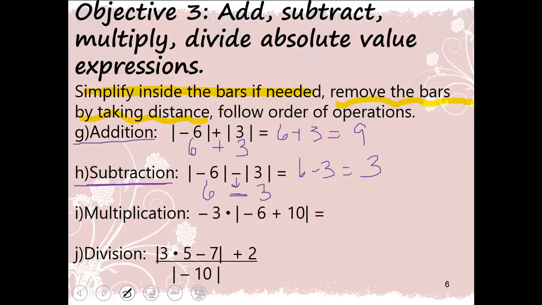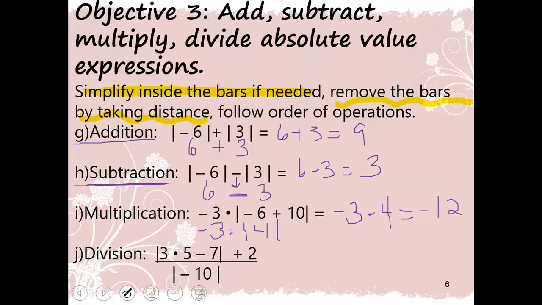For multiplication, again, we start at the same place. All right, look inside those bars. Can you simplify? In this case, we can. This stays -3, but I can simplify -6 plus 10 as the absolute value of 4. So this becomes -3 times the absolute value of 4, which is a distance of 4. 3 times 4 is equal to, and that's a -3 times 4, -12.